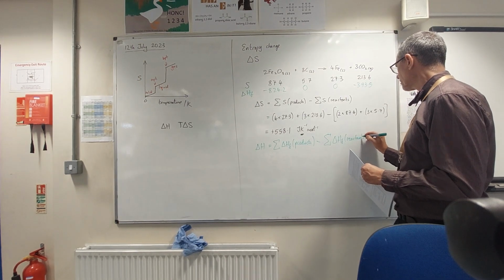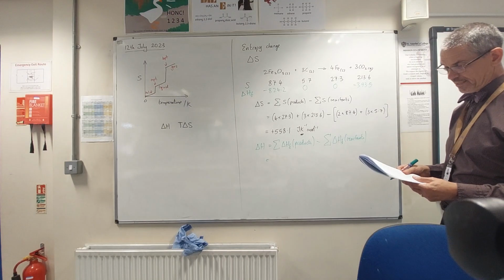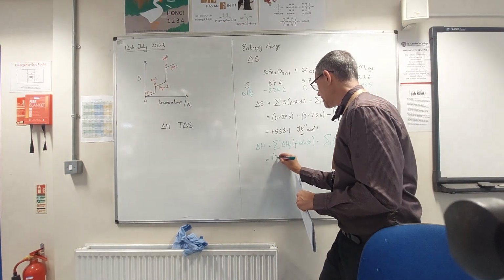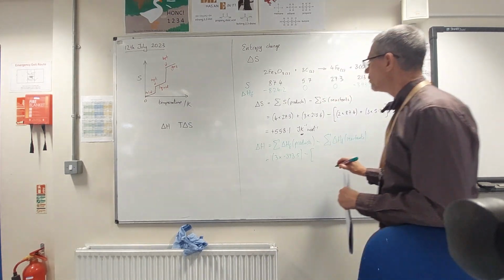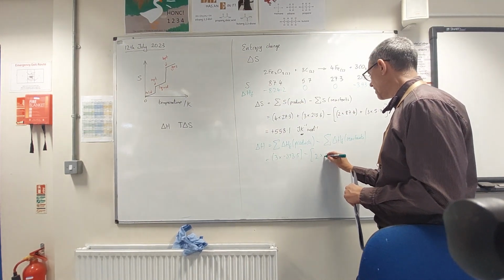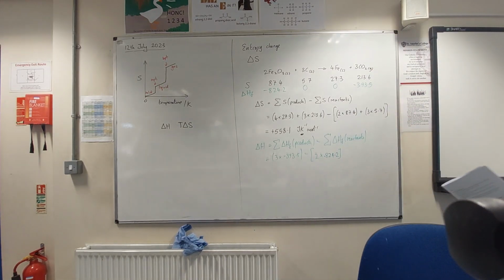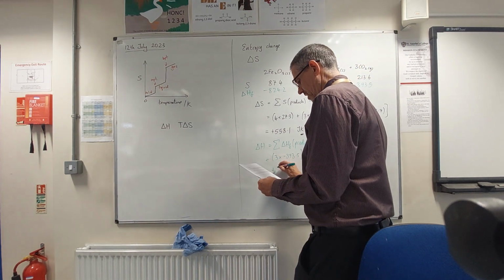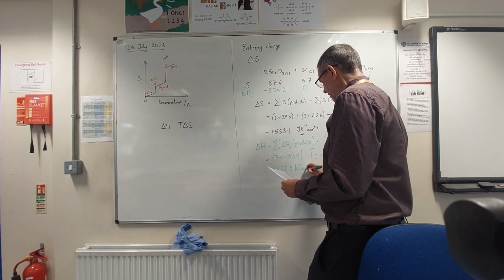is the sum of the delta HFs of products minus the sum of the delta HFs for the reactants, so similar to the calculation of delta S. And so I've got products, 3 lots of -393.5, take away 2 lots of minus 824.2. And all of that is plus 467.9.